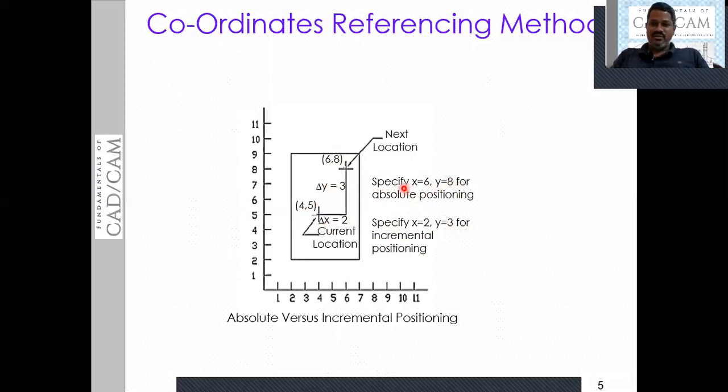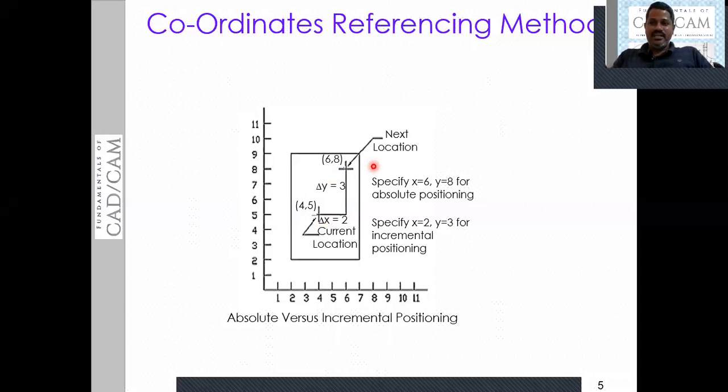So in this case, you can observe the next point in the case of absolute positioning is referencing the origin. With respect to origin, the x coordinate value is 6 and the y coordinate value is 8. If it is incremental positioning, you can see that these two values are not referring to the origin. These two values are referring to the previous or the current location here. In the current location, we have 4, 5. If you want to specify 6, 8, then you increase the x coordinate by 2 and the y coordinate by 3. That means you will get the 6, 8 like absolute positioning.